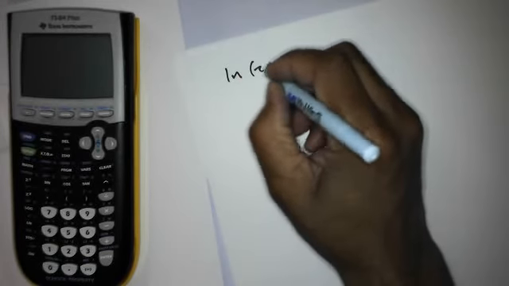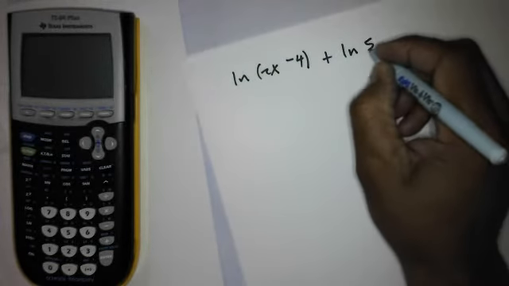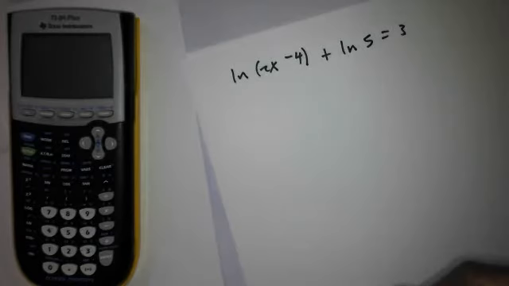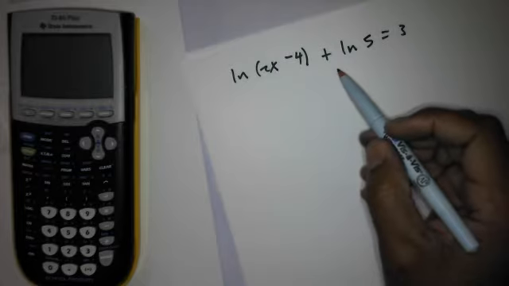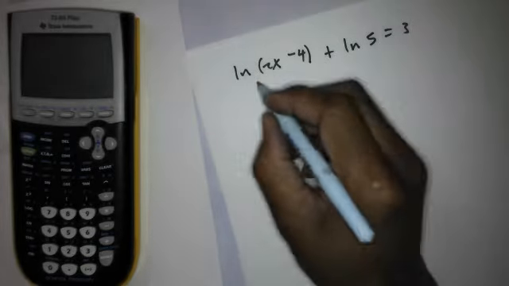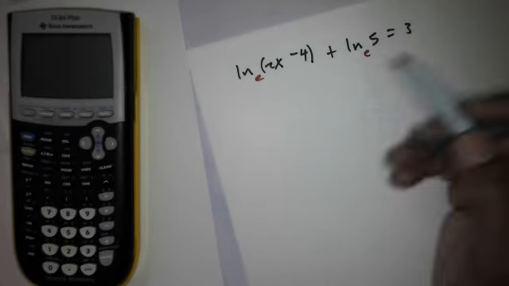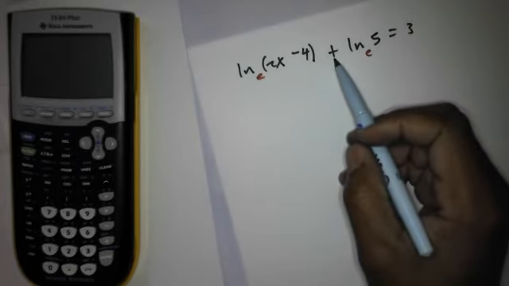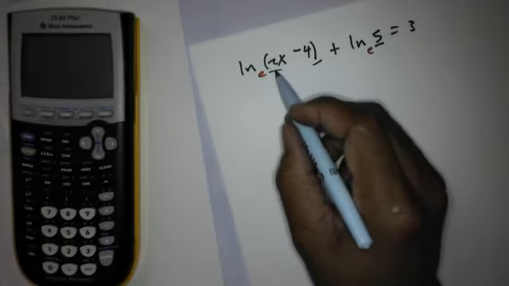Alright, let's go through a few more examples. Now we have ln of 2x minus 4 plus ln 5 equals 3. Now, once you don't see a base on ln, the base for all ln is e. Okay, that's your natural log. So that's e there, and that's e here. And we're going to apply the same law of logarithm. So once you're adding, you're going to take the product of the arguments. So you're going to use this to multiply this thing here. Okay, so let's do that.